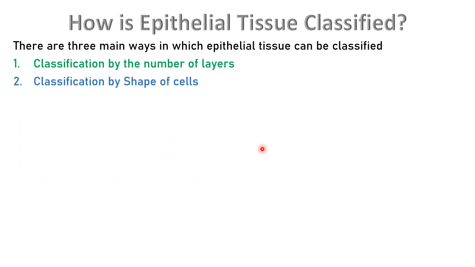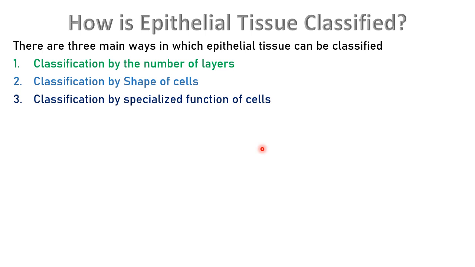Then there is classification by shape of the cells. So the cells have got their shape, and you classify them according to their shape. They can be either flat, cuboidal, or columnar. We're going to talk about that, don't worry. Then the third one, these are the three main classifications, by the way, is classification by the function of the cells. That's why we talk about glandular epithelium, which is going to be covered in another video. But in this video, we're going to focus on the first two types of classifications.